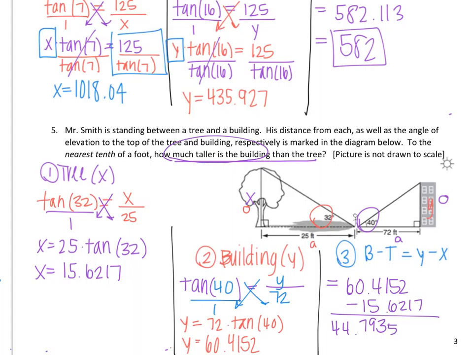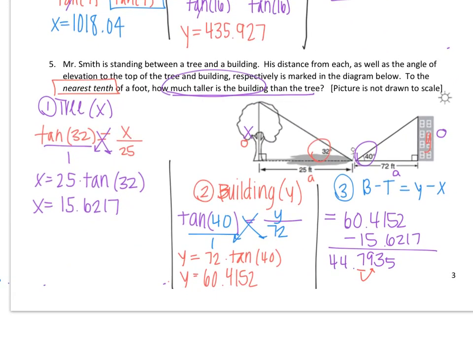44.7935. And because it says rounded to the nearest tenth, my tenths place is the 7, so I look to the 9 to tell me how to round. Remember, 5 and above, give it a shove. 4 below, just let it go. So I'm rounding to 44.8. The building is 44.8 feet taller than the tree.